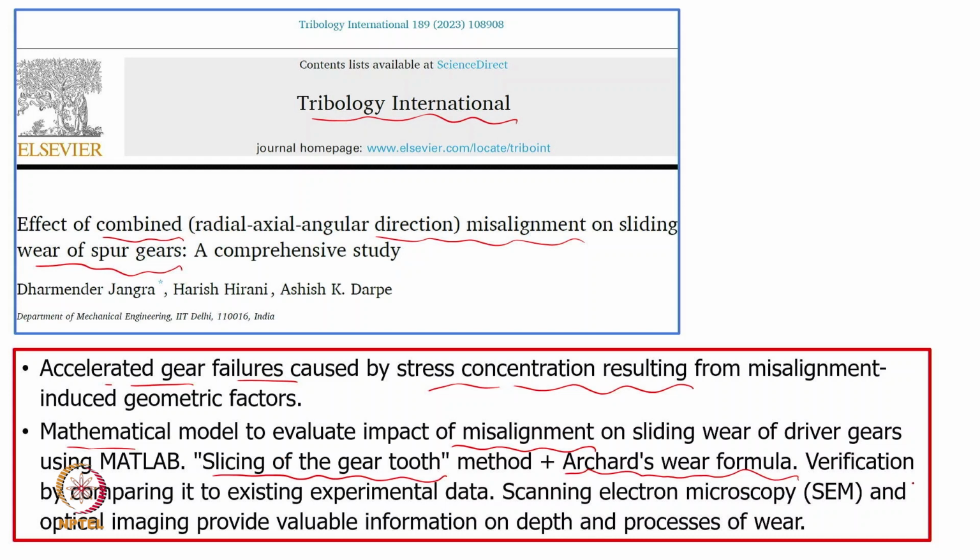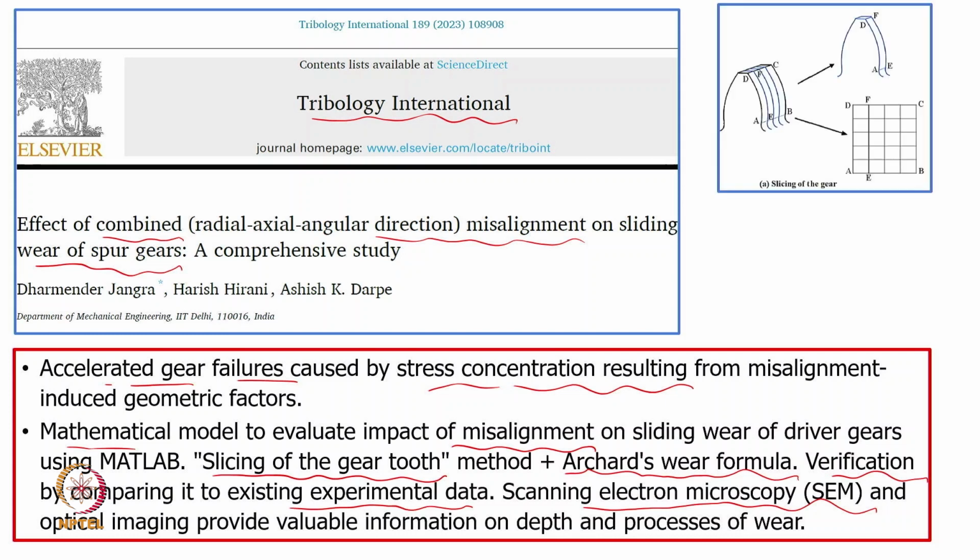After doing all this mathematical modeling and estimating the results, we verified the results against experimental data. Of course, we have a real gear setup, and we also did some experiments on a pin-on-disk machine. We got SEM images of wear particles as well as failed components, and then we tried to develop some sort of correlation.